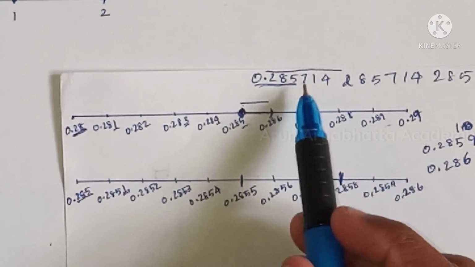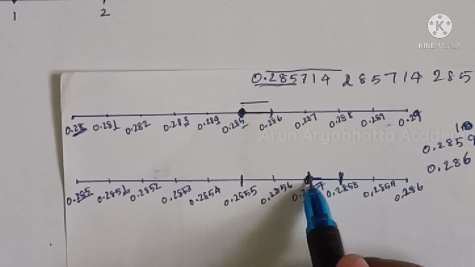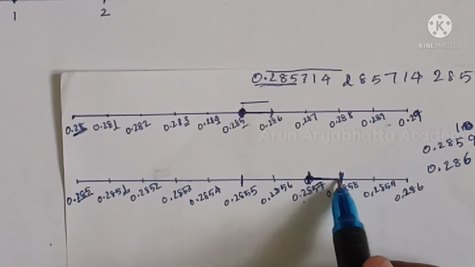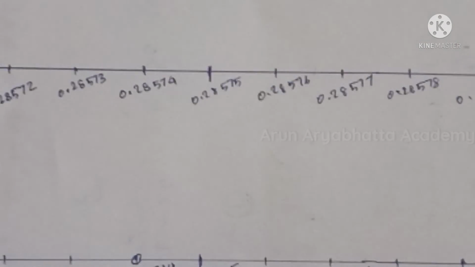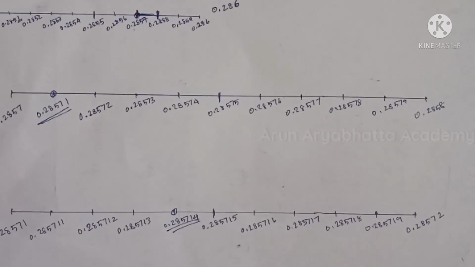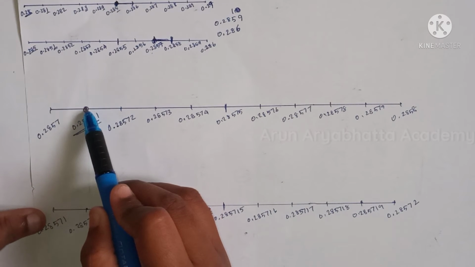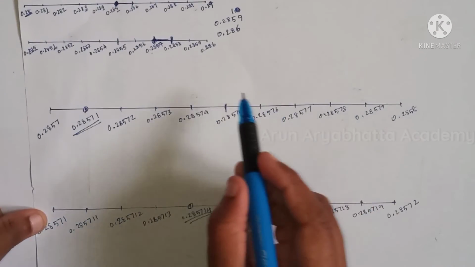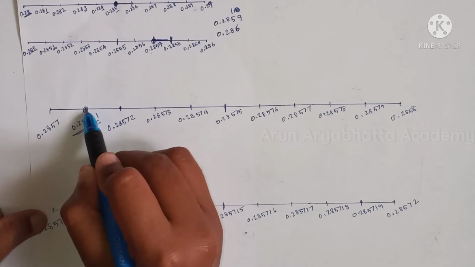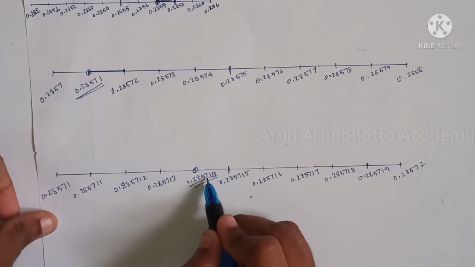And now we are going to find 0.2857. So this is the point, and we are going to zoom in on the distance between 0.2857 and 0.2858. So it will be like this. Then here this is the point 0.28571. And we are going to zoom in on the distance in between. It will be like this, and we have finally arrived at 0.285714.